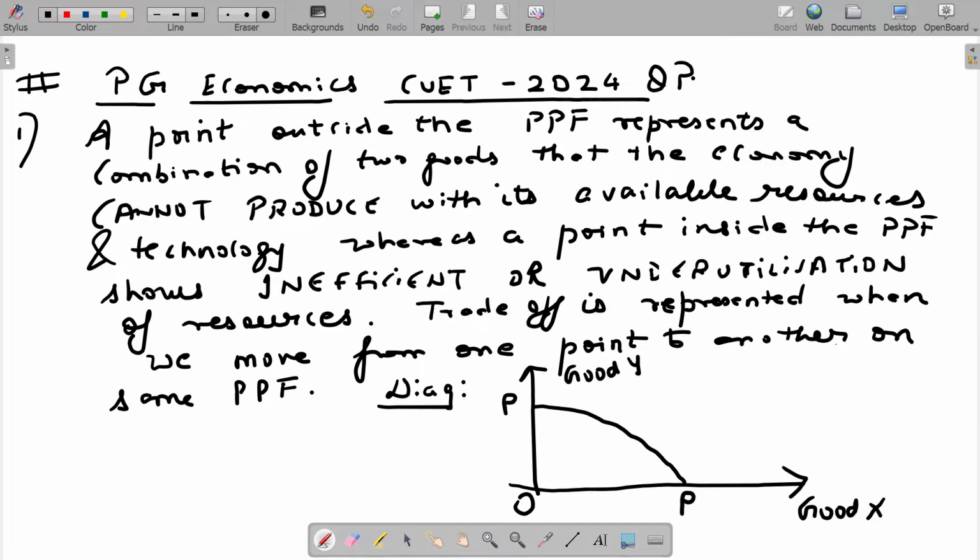Remember from my lectures that the production possibility frontier, under the assumption that resources are not equally efficient in production of all the goods, is downward sloping and concave to the origin. So when you move from one point, say point A, to another point, say B, it shows a trade-off.